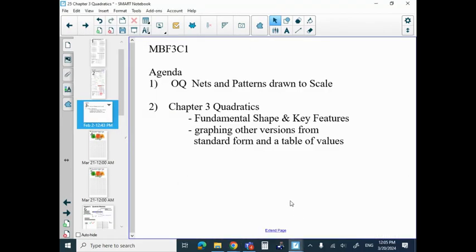We are starting the new unit on quadratics, chapter 3 of the book that I've gone through in the past or used in the past. Doesn't really matter to you, I guess, because you just get handouts and everything. So we're going to look at quadratics.